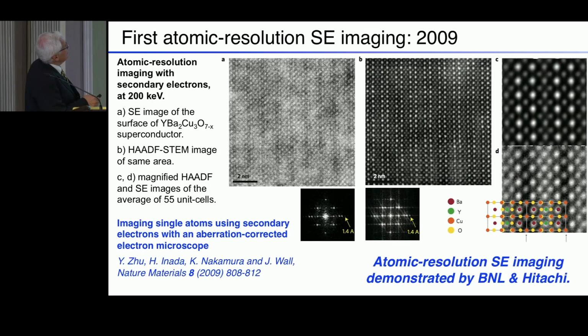there's a secondary electron image, there's a high angle dark field image. In the secondary electron image, the resolution goes up to 1.4 angstroms, very weakly, and you have to do a lot of averaging to get a signal like this. If you try to look at something like molybdenum disulfide, you don't see anything because it tends to contaminate.